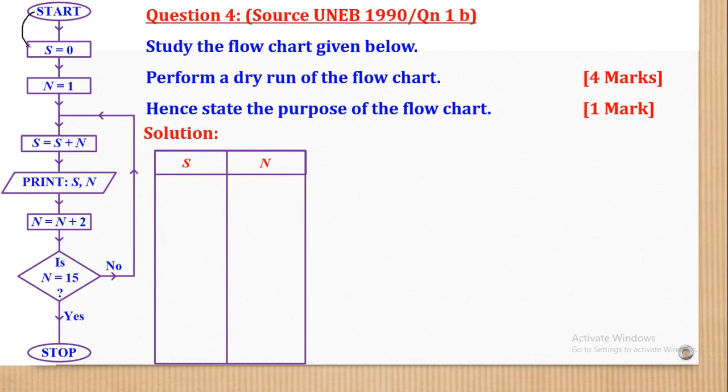We're using this order because the first assignment gives you is for s and the second assignment is for n. So we have to start with s followed by n. Therefore from the start we go to s equal to 0. So on s we shall put 0. Then from here we go to n equal to 1. So for n we shall put 1.